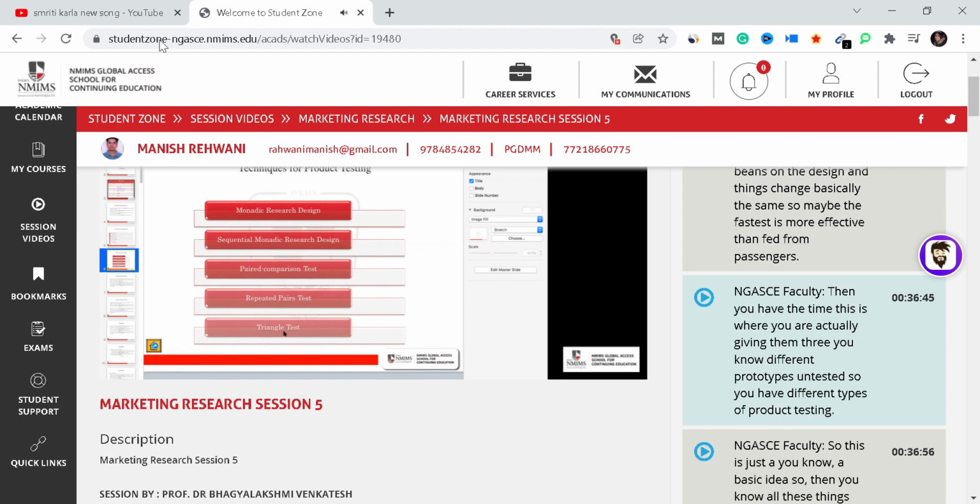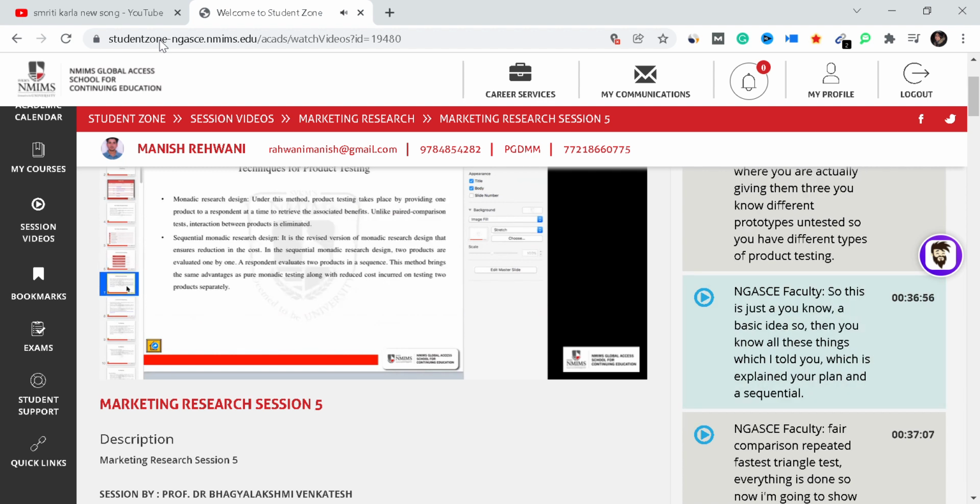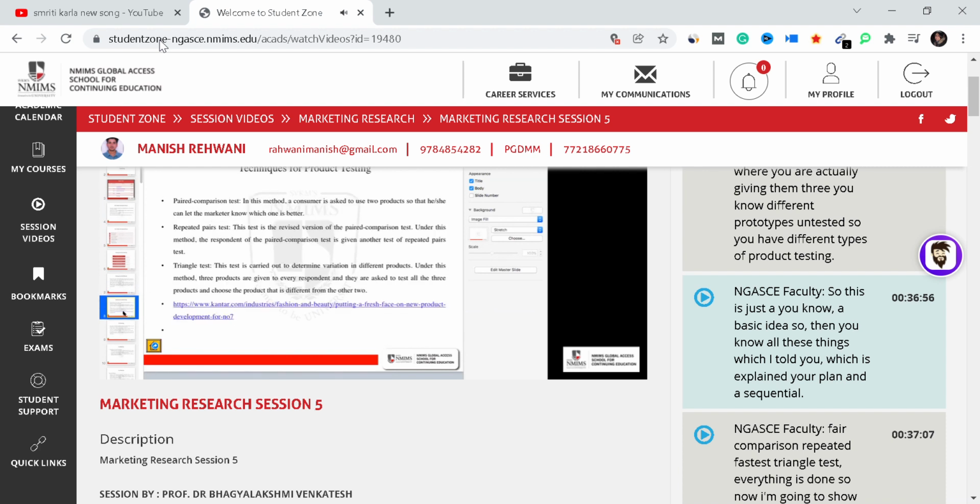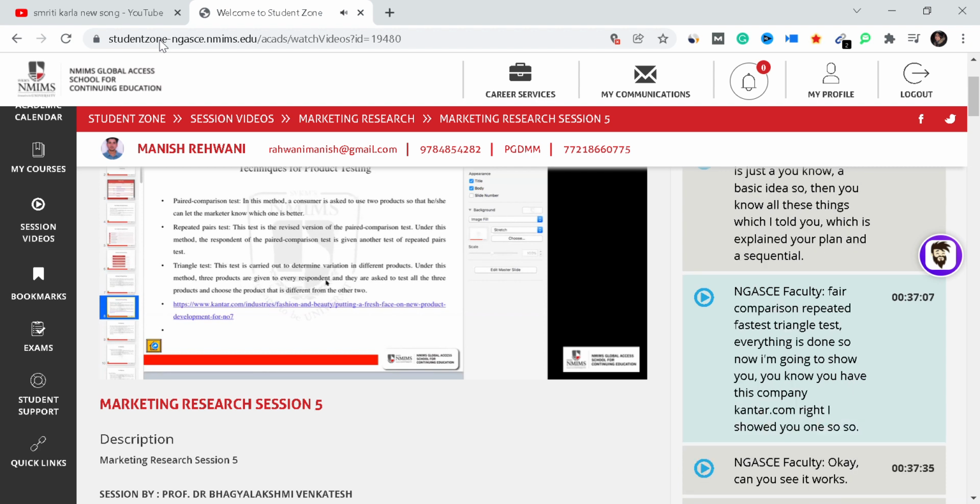Then you have the triangle test, where you give them 3 different prototypes and test it. So you have different types of product testing. This is just a basic idea. All these things which I told you, which are explained here: monadic, sequential, paired comparison, repeated pairs test, triangle test, everything is done.